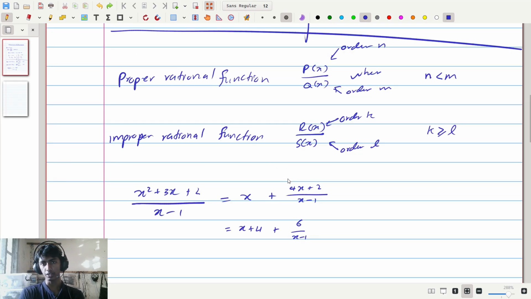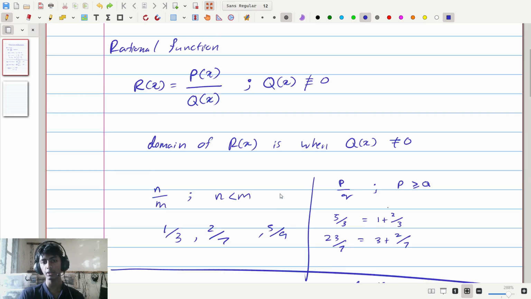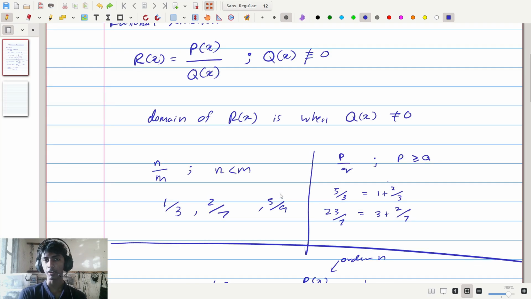I hope you understand. A proper rational function is a rational function where the order of the numerator is less than the order of the denominator, meaning we cannot break it down into a whole or polynomial part plus another simpler proper rational function. An improper rational function, on the other hand, can be broken down into a whole part, or what we would consider a polynomial part, plus a simpler proper rational function, in the same exact way that improper fractions can be broken down into whole parts plus proper fractions.